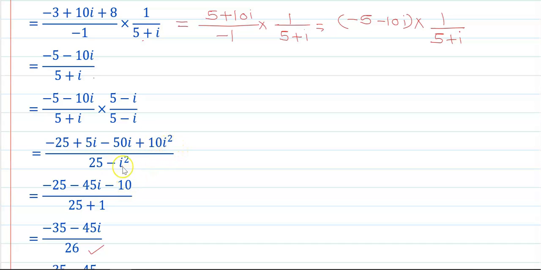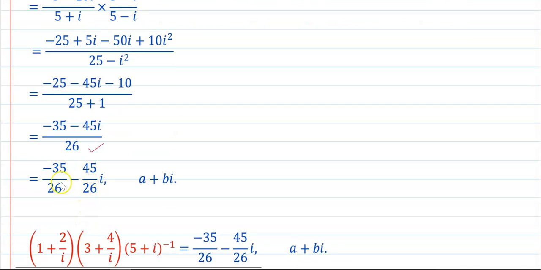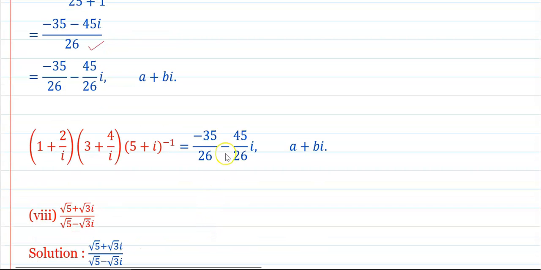i square is minus 1. 5i minus 50i gives minus 45i. Minus 25 and minus 10 gives minus 35 minus 45i upon 26. Splitting it up again, that is minus 35 upon 26 minus 45 upon 26 i, which is in the form a plus bi, and hence the answer.